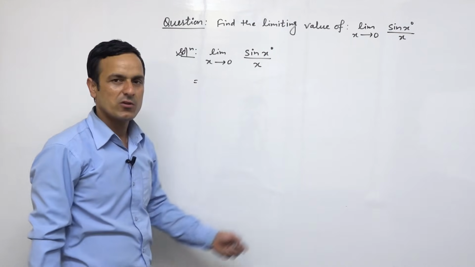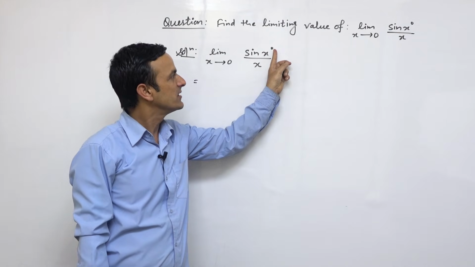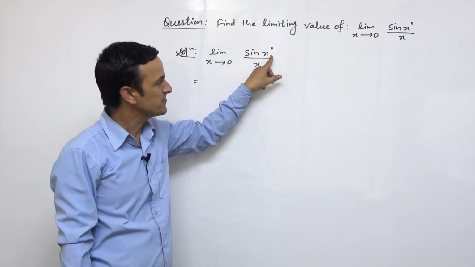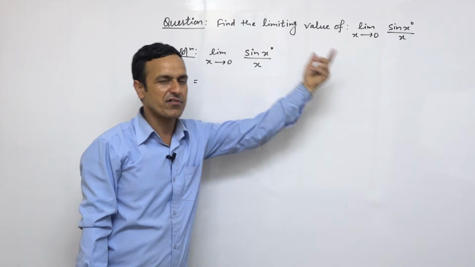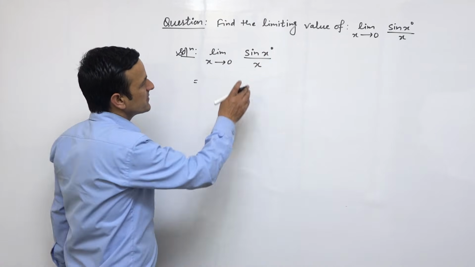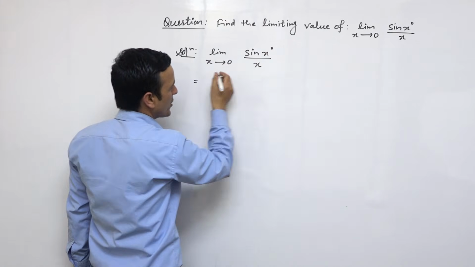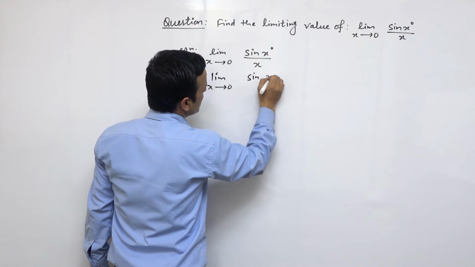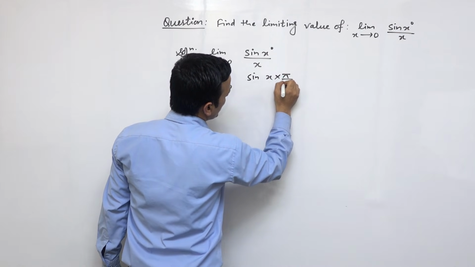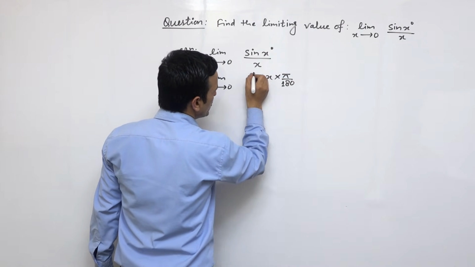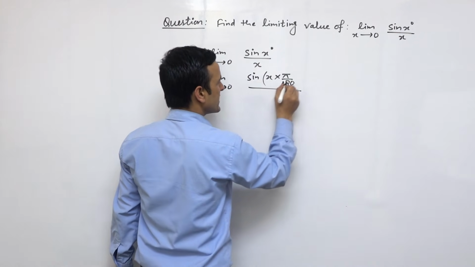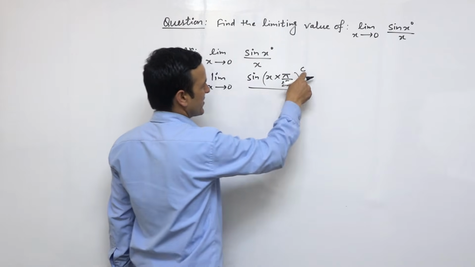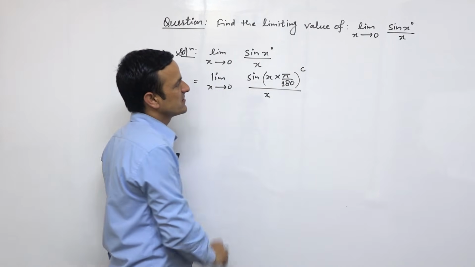So first of all, we have to change this degree system into the radian system. The angle of sine must always be in radian. So don't keep it in degree, convert it to radian. So this system is converted into another system by using a formula. So sin x times pi upon 180. If you do like this, then it will be the radian. So this is the radian. C means it is circular measure. So it is radian, divided by x.